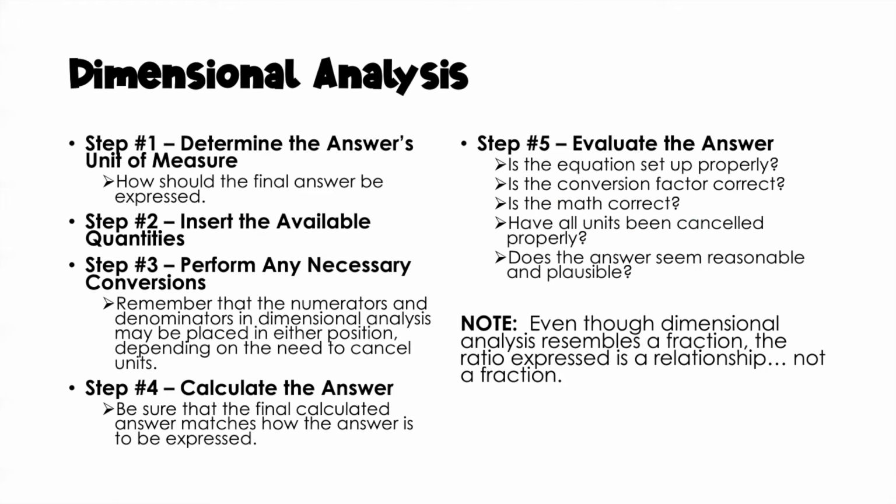Your third step is that you have to do those necessary conversions. Now you can skip step 3 if you don't need any conversions, but step 3 is always there so that you can ask yourself, do I need to do a conversion? Is it a time conversion? So I need to go from hours to minutes, or is it a metric conversion where I need to go from milligrams to micrograms or vice versa? And then step 4 is to calculate your answer.